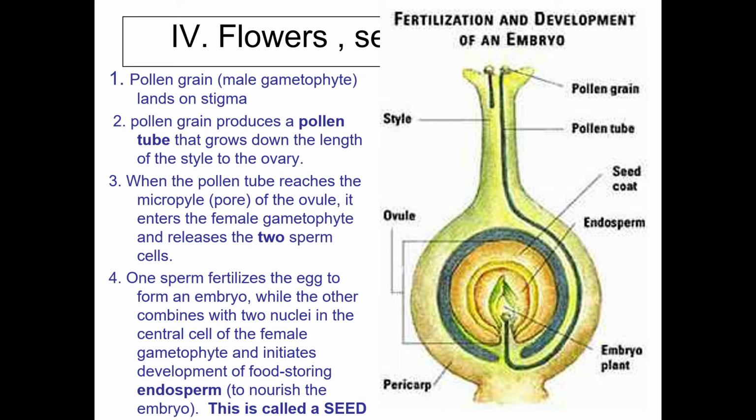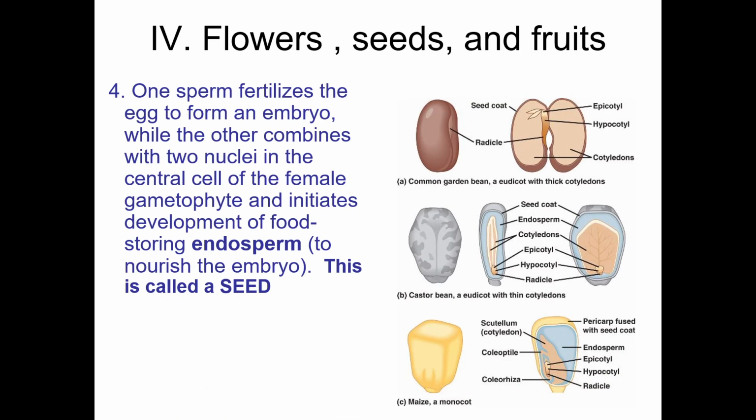And this is what we call a seed. We refer to this as double fertilization: the 2 sperm cells are released from the male gametophyte, the pollen, so one fertilizes the egg and the other one goes to form the endosperm, the nutrients that are located within the seed in order for that embryo to grow. It's the energy source for the embryo.